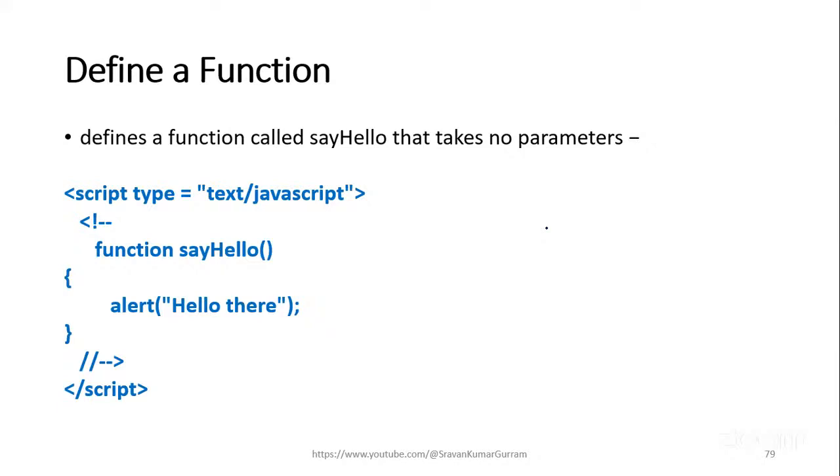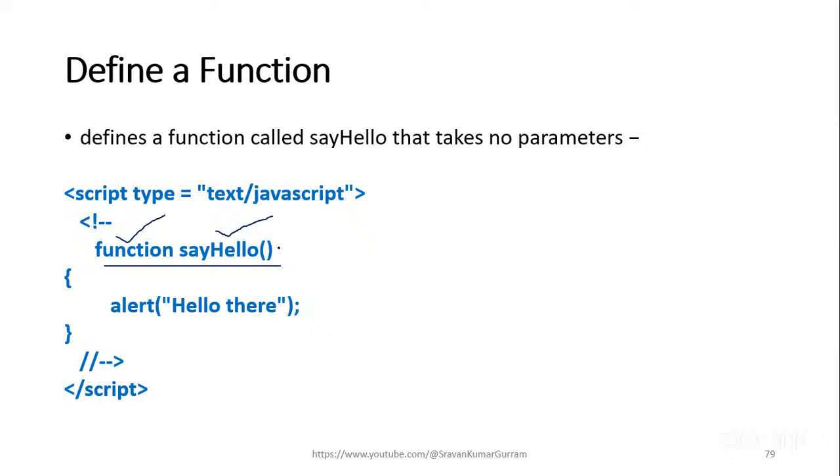See the simple code. So here we are going to define a function. The function name is say hello. How to define a function? With the help of the keyword function, space, function name. You can give any name here. In this example, my function name is say hello.